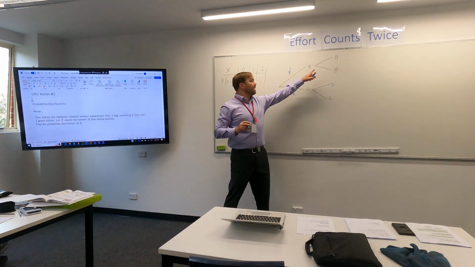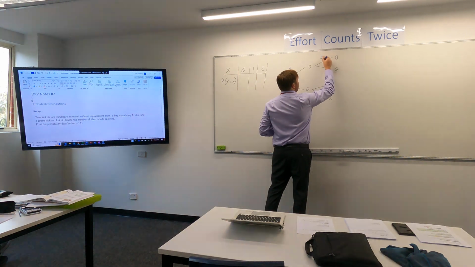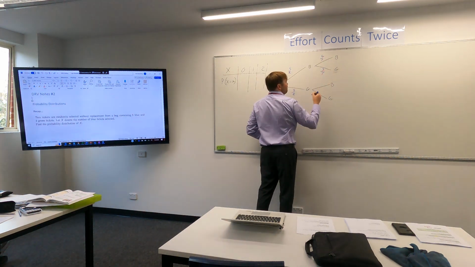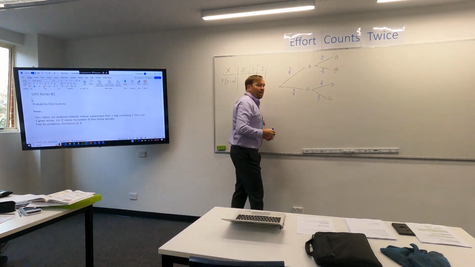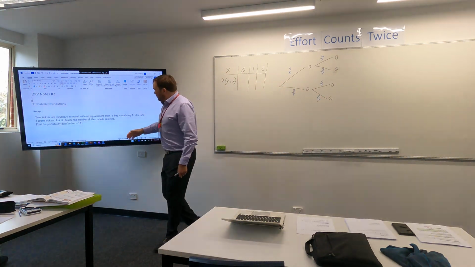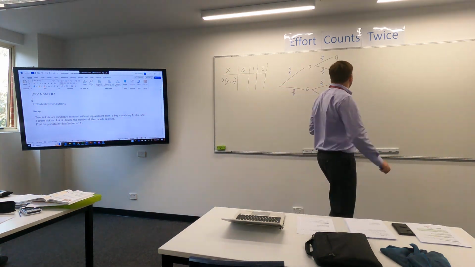And then what's the probability of getting another blue? 4 out of 7. Therefore this is 3 out of 7, this is 5 out of 7, and this is 2 out of 7. When we're doing it without replacement, we adjust the probabilities as we go along. And then we do some good mental arithmetic.